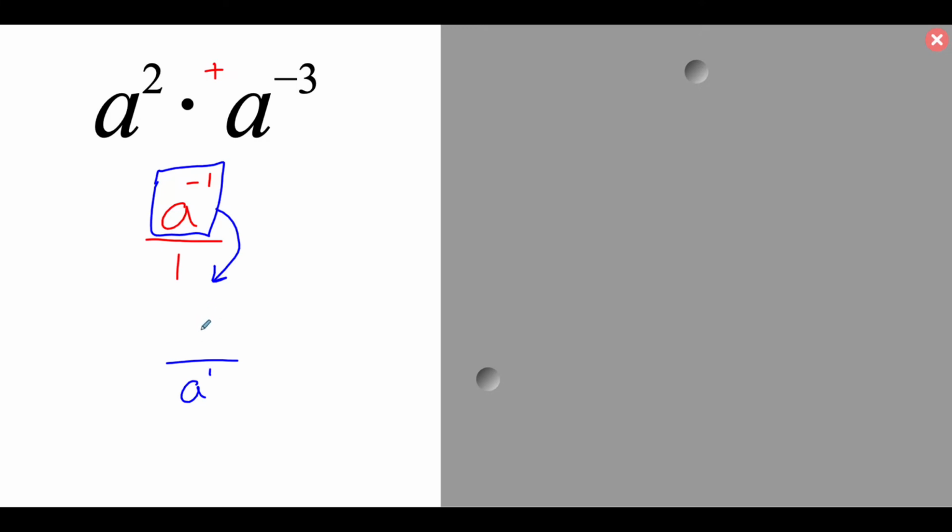Now, we still need something on top of the fraction. And technically, in front of this a, there's always an implied 1. We haven't moved that 1 at all, so it's still on top of the fraction. So right now we have 1 over a to the first power. And we don't need to leave a power of 1 on a base, so we could really just write this as 1 over a.